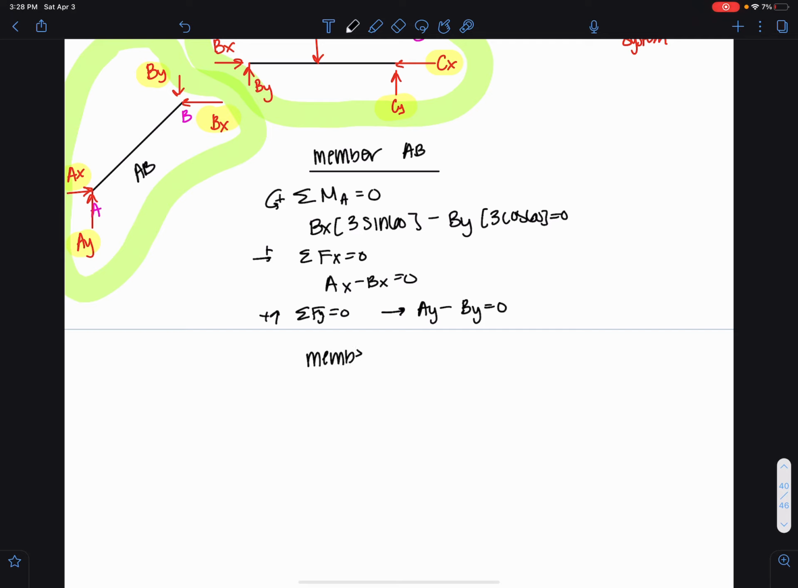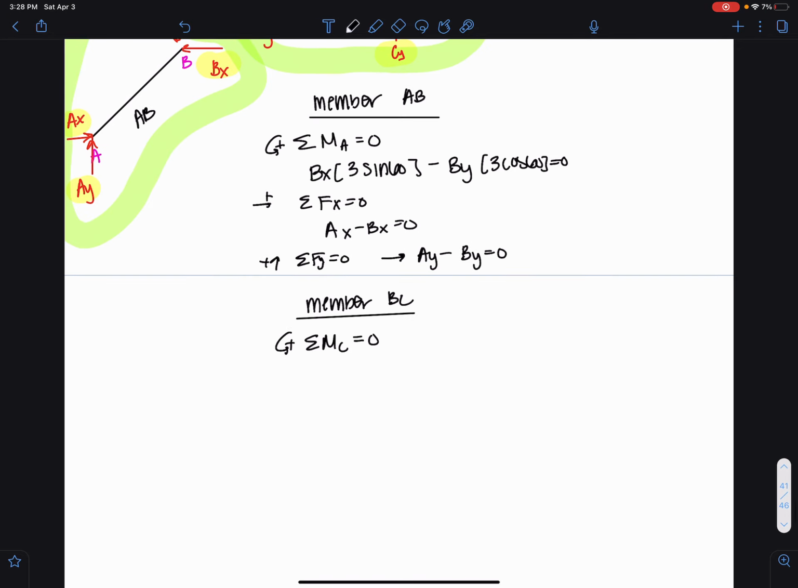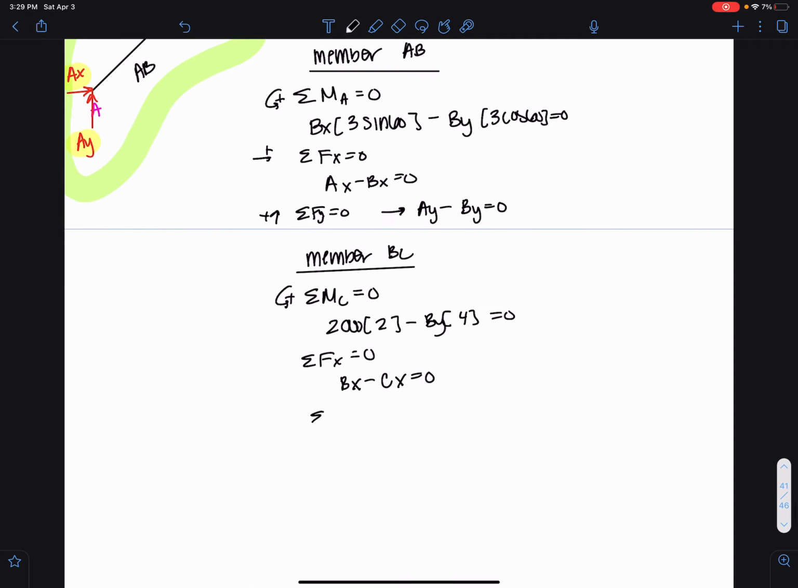I'm going to go ahead and do the same thing for member BC. And I'm going to start by summing moments about the pin C. You can start at B as well. It doesn't matter. Go ahead and sum forces in the X equal to 0. Bx minus Cx is equal to 0. And I'm going to sum forces in the Y, set that equal to 0. This was this direction positive, this direction positive. I get By minus 2000 plus Cy is equal to 0.